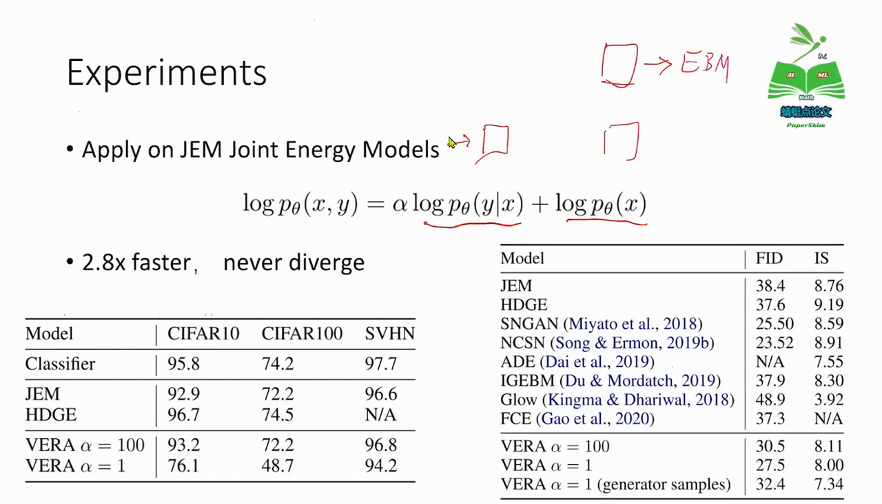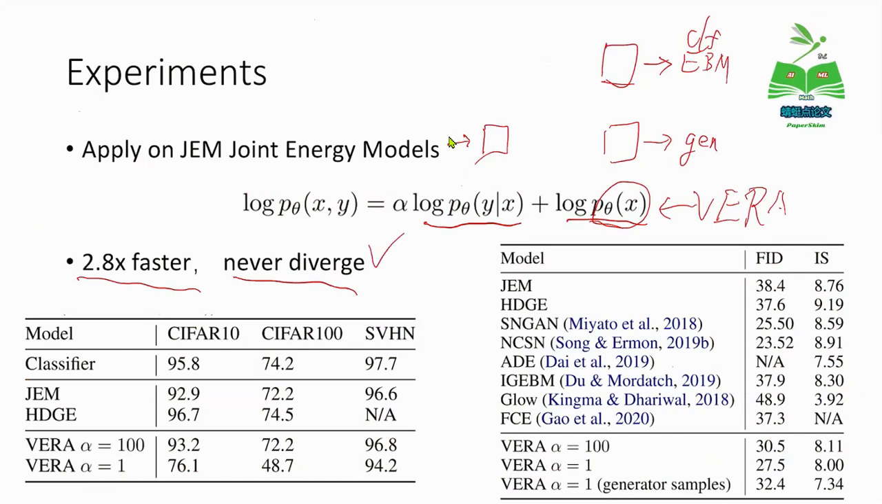And they have a generator. It's also a classifier. Okay, so previously they used MCMC to estimate this one. So now they use the VERA to estimate this one. And they show that their method is 2.8 times faster and never diverges, very stable.